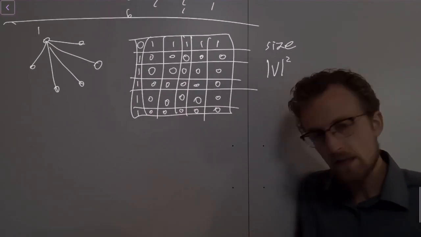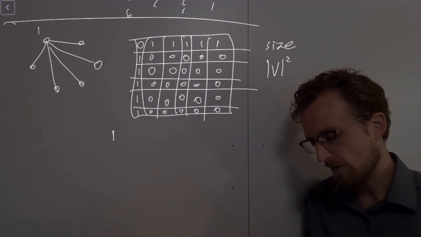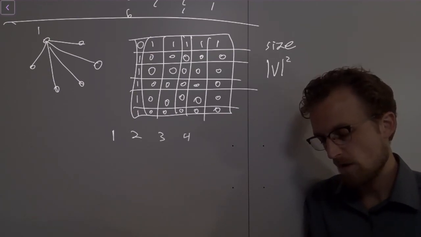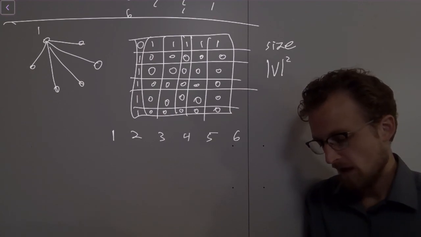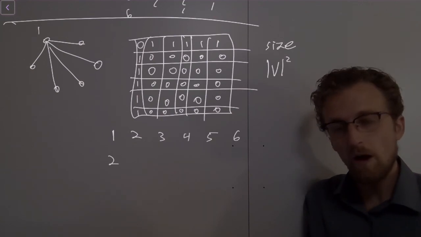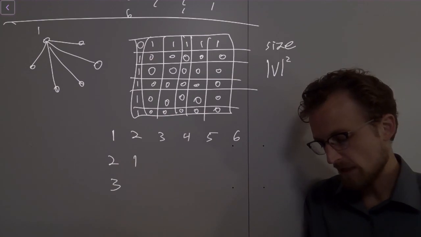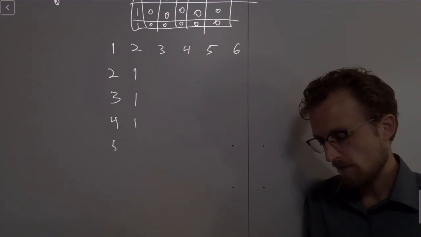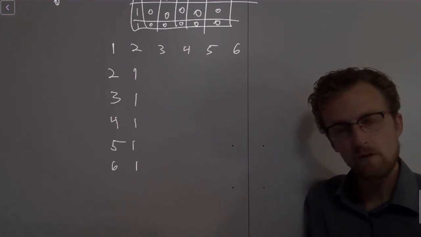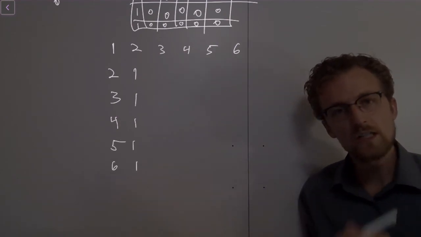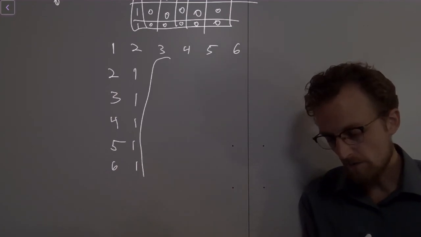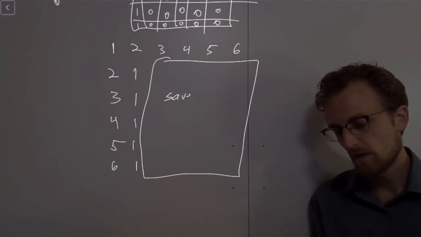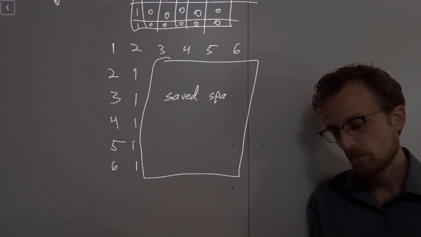So now what about the adjacency lists? If I were to write this as an adjacency list, what would I write? Well, I'd have my node 1, and node 1 is connected to 2, 3, 4, 5, and 6. And then node 2 is connected only to 1. Node 3 is connected only to 1. 4 only to 1, 5 only to 1, and 6 only to 1. So in my adjacency lists, I would save all this space.